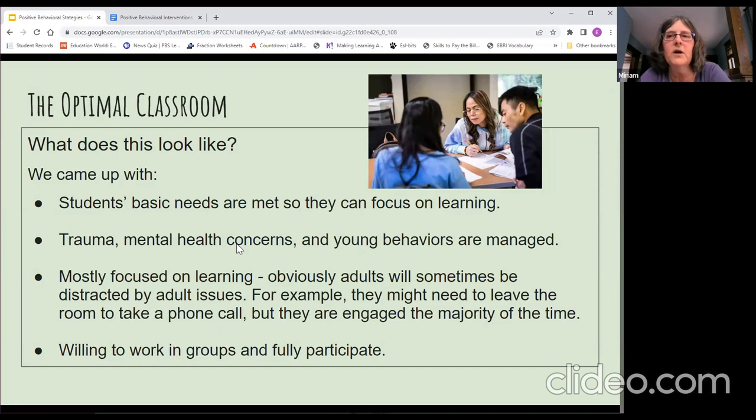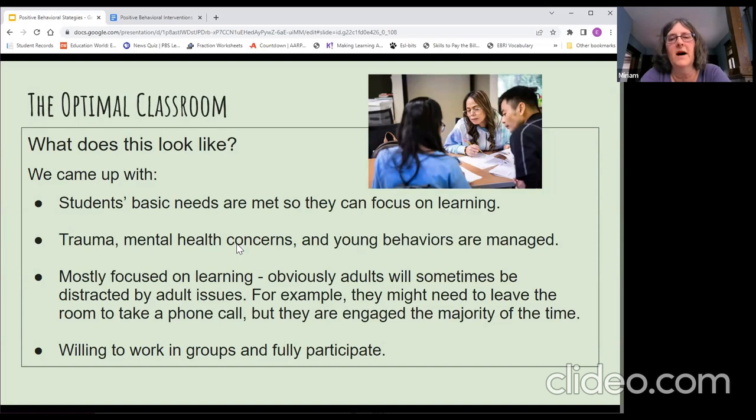So when Erin and I were talking, we were talking a little bit about how obviously we don't like certain behaviors, but why exactly? What we were realizing is that, as teachers, we have a classroom that we want, and we decided just to call it the optimal classroom. Basically, your students' needs have to be met. No one can focus on learning if they're hungry. It's just a fact.